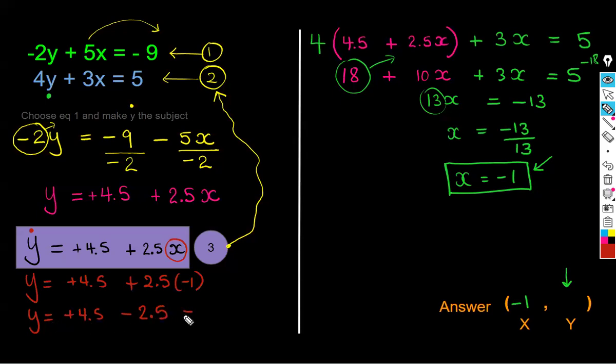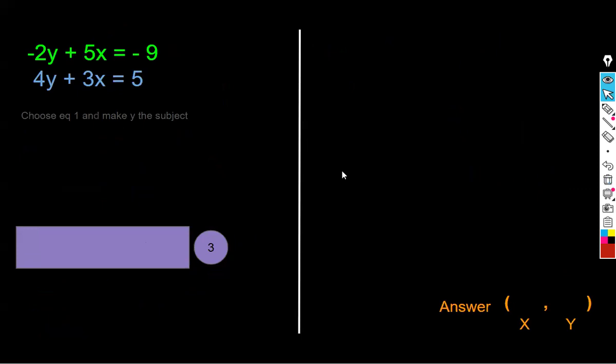And if you work this out, I wrote another space here, so we're going to write it here. You're going to get 2. So y is how much? 2. So the answer is x is minus 1 and y is positive 2. For those who were getting 7, please let me know if you saw your mistake, right? Let's move on to the next question.